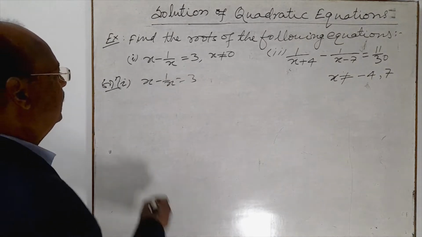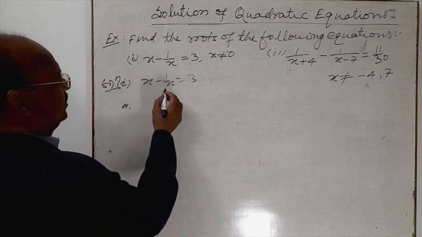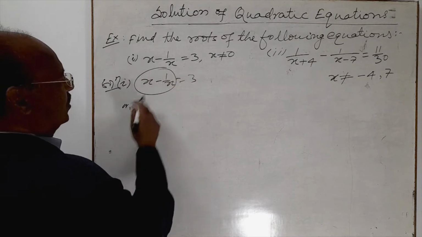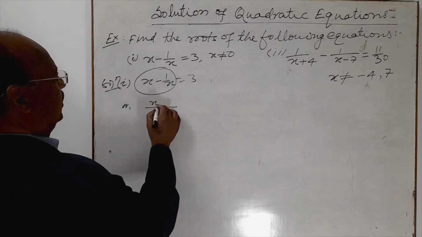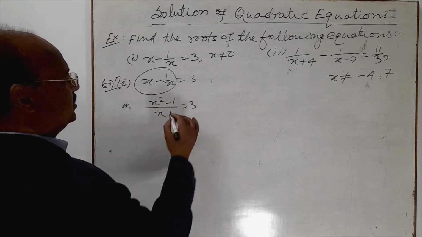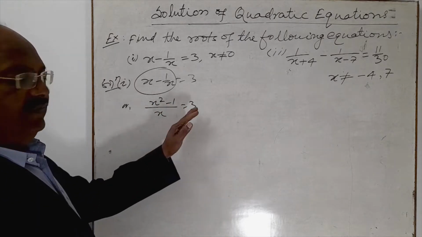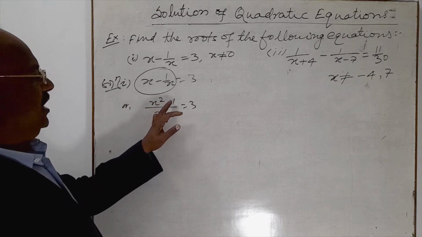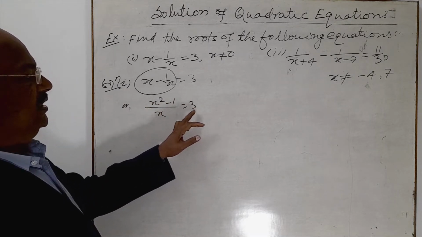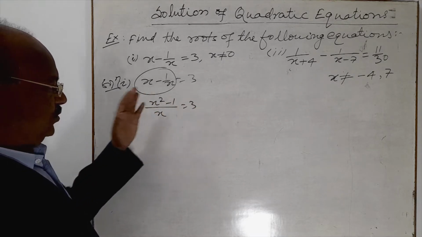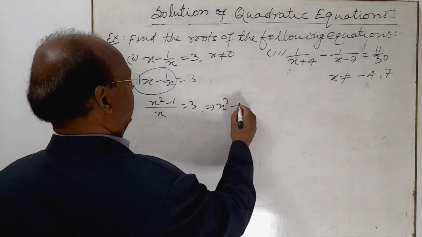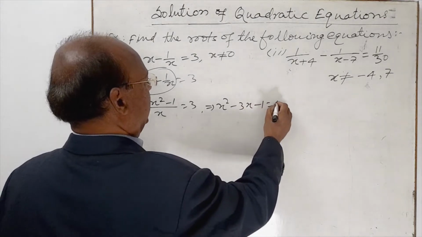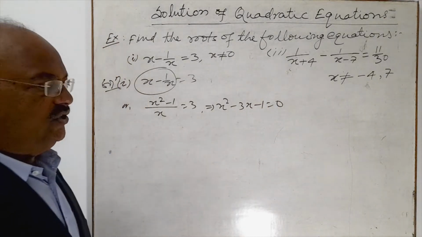Now let us simplify it. By taking LCM here, solving these two terms, the LCM is x, and here x square minus 1 is equal to 3. By cross multiplication, you will get x square minus 1 is equal to 3x, and this 3x will be transposed to the left hand side, so you will get here x square minus 3x minus 1 is equal to 0.